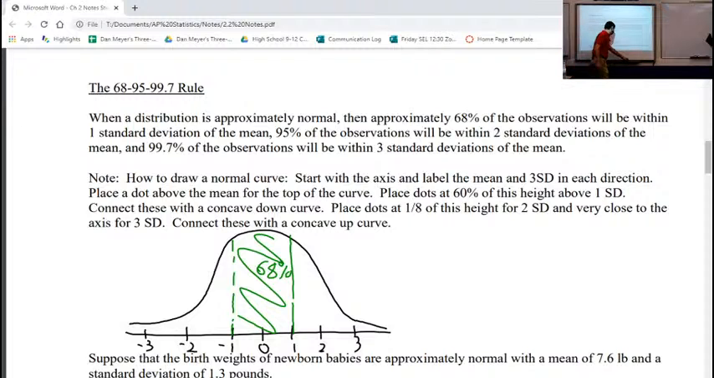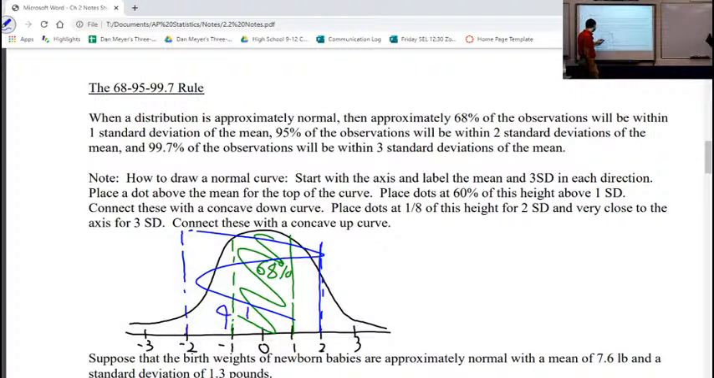Then if I zoom out for two standard deviations on either side, the zone in between there is 95% of the data being within two standard deviations. And then the end of our rule is that if we go out to 3 standard deviations, I won't try and shade that in, but within 3 standard deviations is going to be 99.7% of the data.